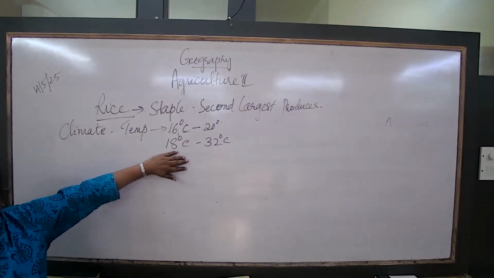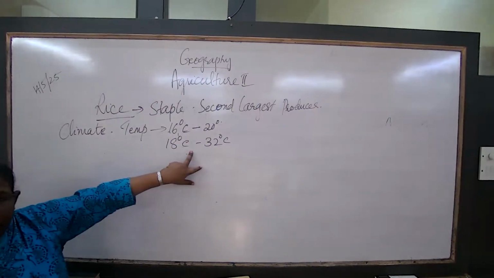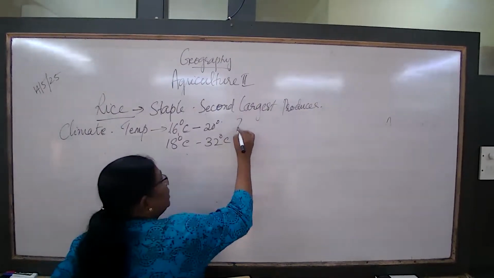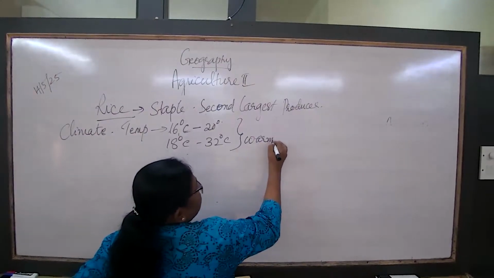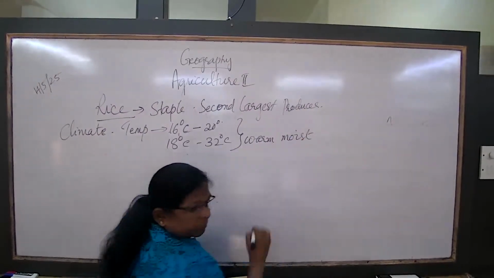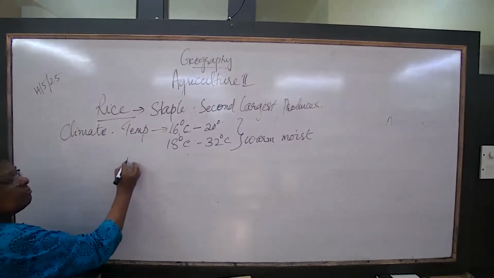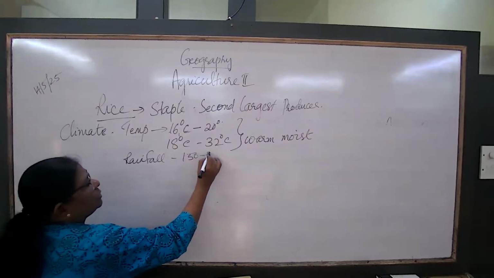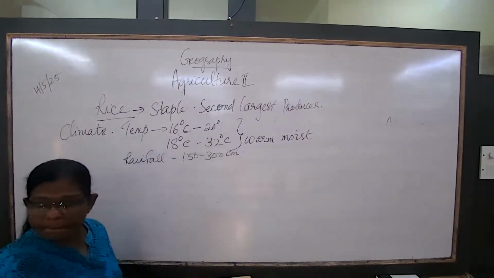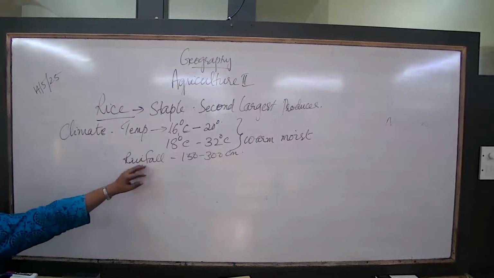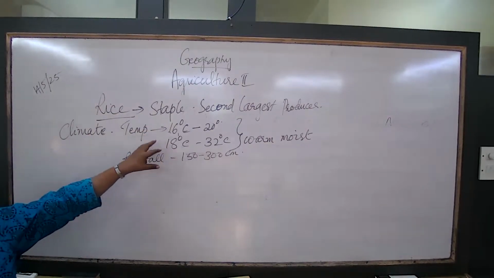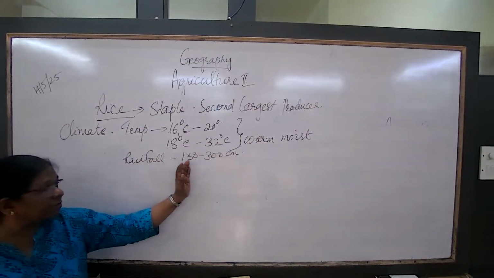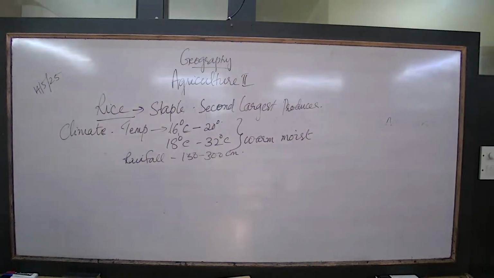Now, after that, when it is maturing, what type of temperature is that? 18 to 32. So, it requires a warm, moist climate. Got it? Okay. Now, rainfall how much? 150 to 300 centimeters. Now, temperature 16 to 20 and ripening time 18 to 32. Warm, moist climate is required, and rainfall 150 to 300 centimeters.